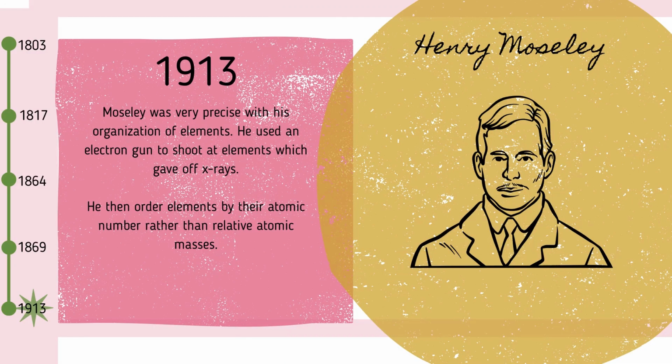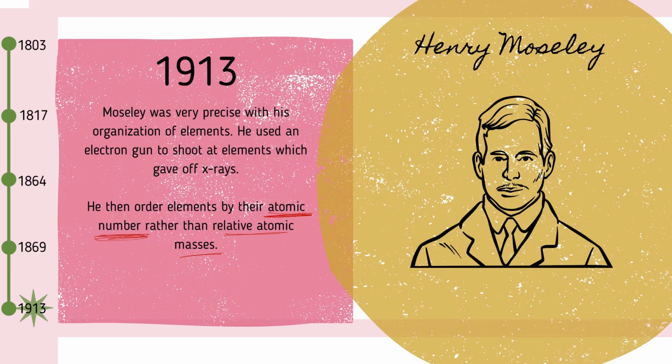In 1913, Henry Moseley was very precise with his organization of elements. He used an electron gun to shoot at the elements, which gave off X-rays. He then ordered elements by their atomic number rather than their relative atomic masses.